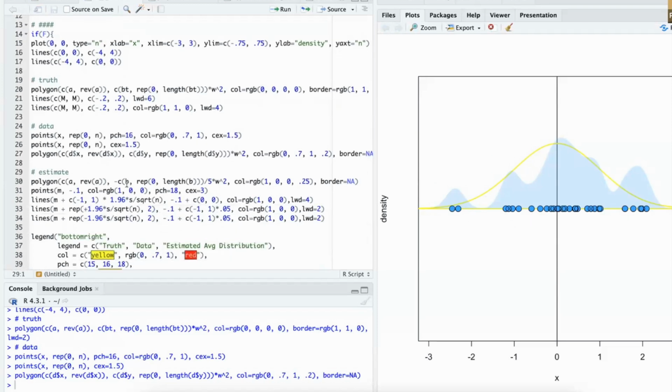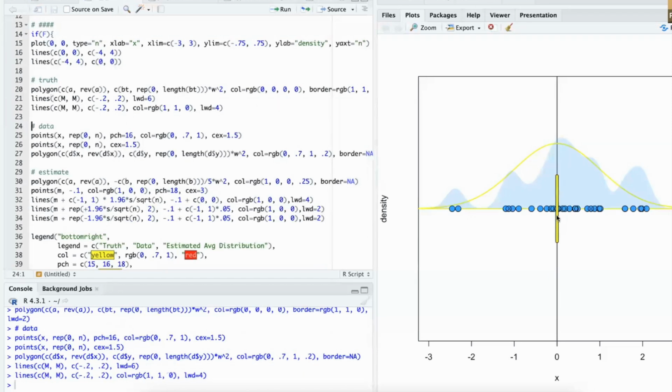And let's say that we're just trying to understand one thing about the truth, the yellow thing here, which is the average. We know, of course, that the true average is here at 0.